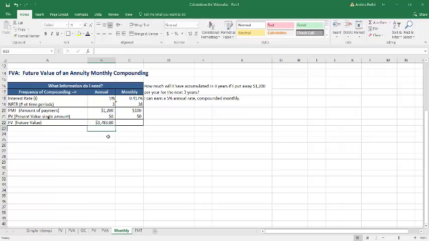So I would have $3,783. I'm going to drag this by the fill handle. And I'm going to see that this does pass the sniff test. Look at that. I'm going to have $3,875. So we're going to have a little bit more with that monthly compounding.